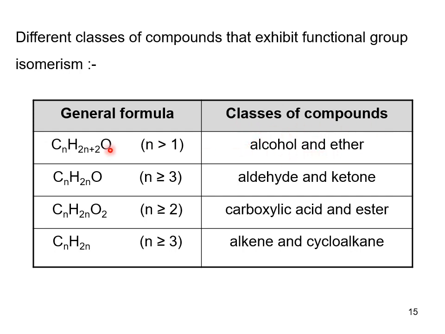So for example, alcohol and ether, aldehyde and ketone, carboxylic acid and ester, alkene and cycloalkane. They have the same general formula, but the functional group is different. For example, alcohol has a hydroxyl group, ether has an alkoxy group. Okay, so let's look at some examples.